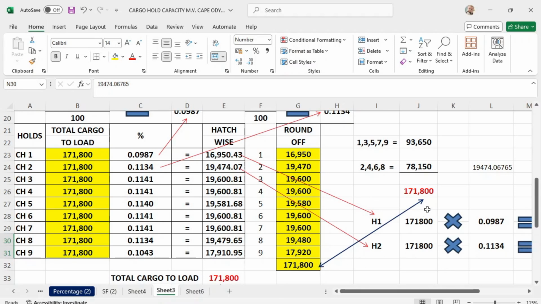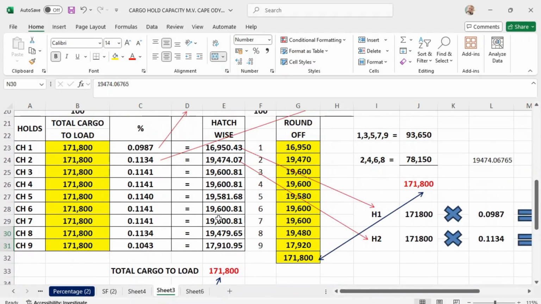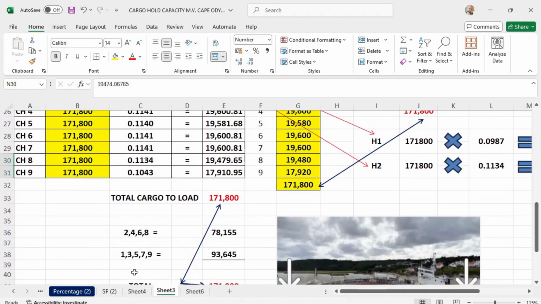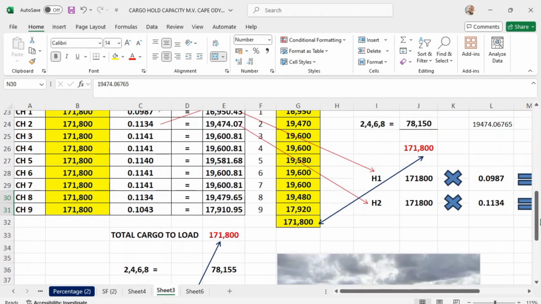Okay, so with this figure, holds 1, 3, 5, 7, 9, you have a total of 93,650, and holds 2, 4, 6, 8, you have a total cargo of 78,150. Okay, and I have here another figure, which is without rounding up. Your holds 1, 3, 5, 7, 9 is 93,645, and 2, 4, 6, 8 is 78,155. Total of 171,800. You see, guys, the difference here in 2, 4, 6, 8, you have here 78,155. Here you have 78,150. Only 5 tons difference.